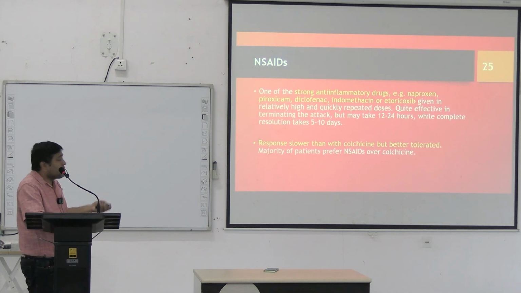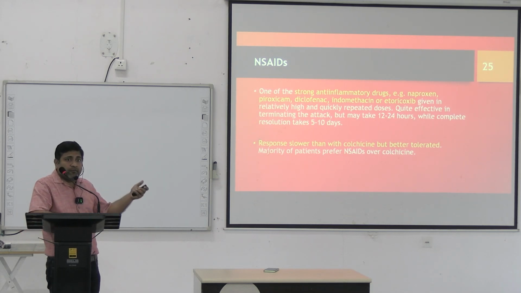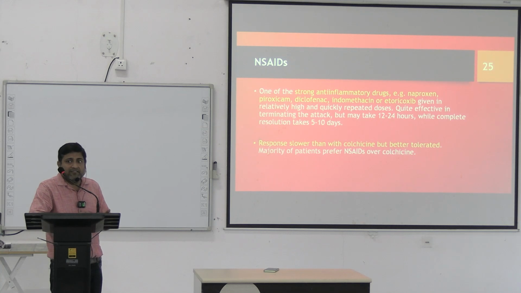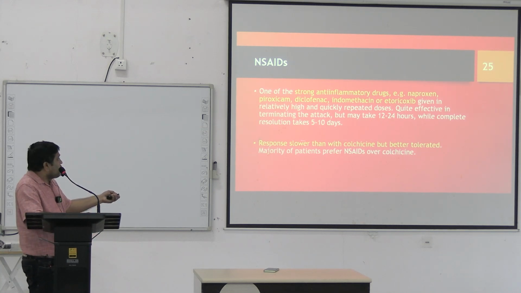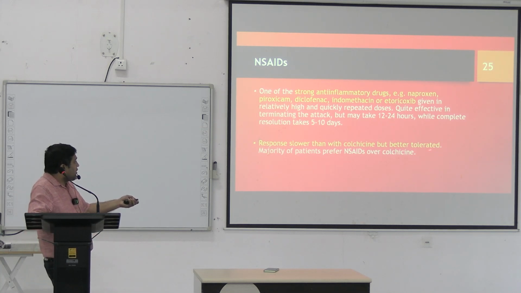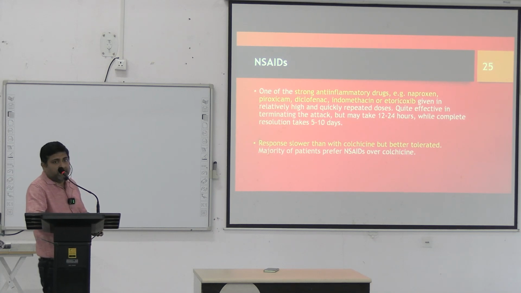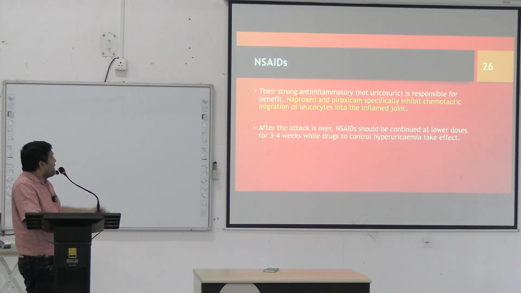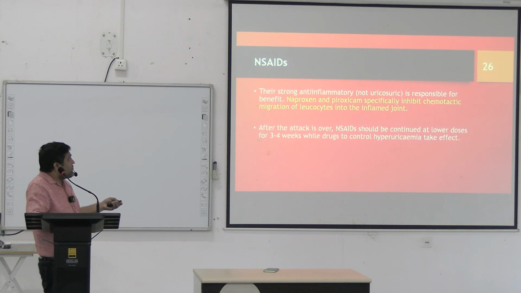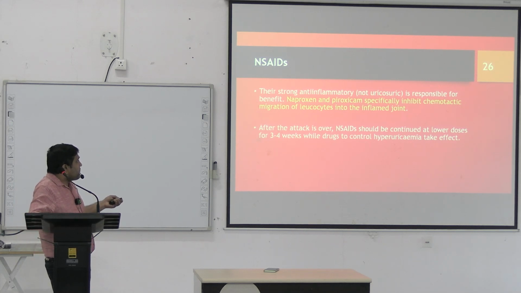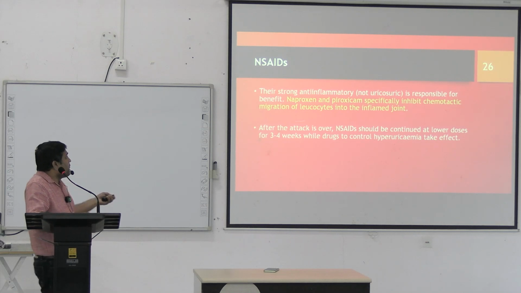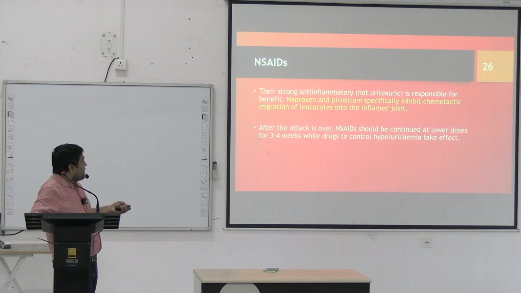Response slower with colchicine, but it is not preferred because of high toxicity. NSAIDs are preferred. Response slower than with colchicine, but better tolerated. Majority of patients prefer NSAIDs over colchicine. Their strong anti-inflammatory effect is responsible for benefit. Naproxen and piroxicam specifically inhibit chemotactic migration of leukocytes into the inflamed joint.